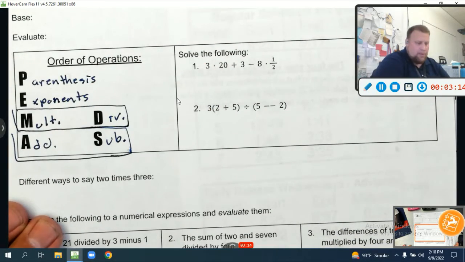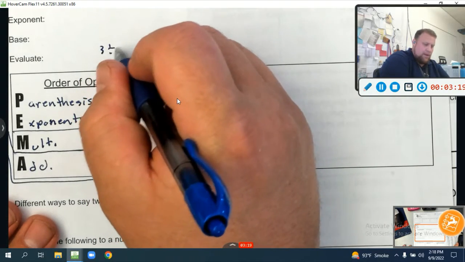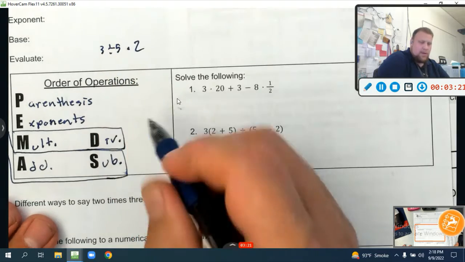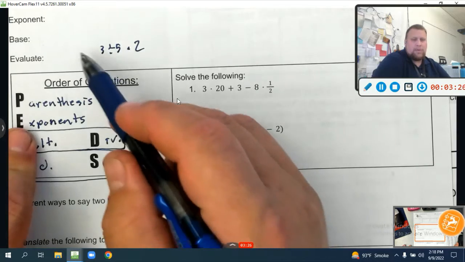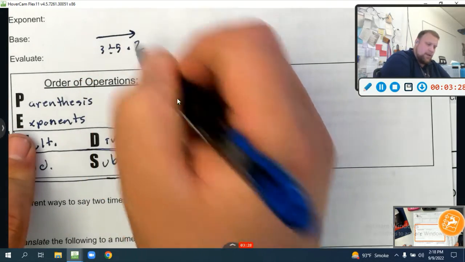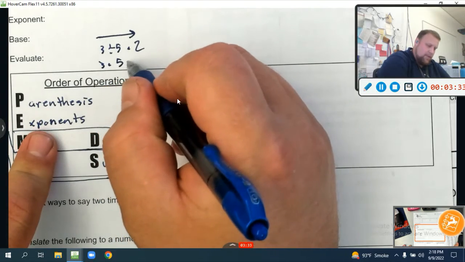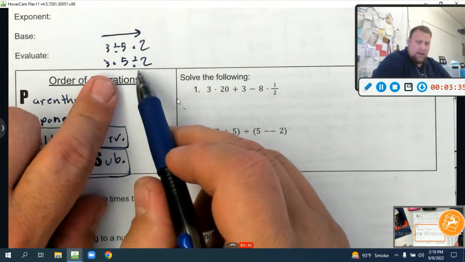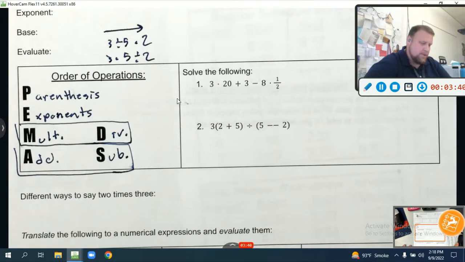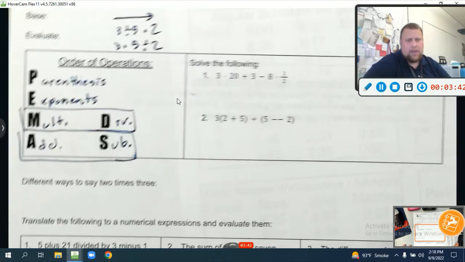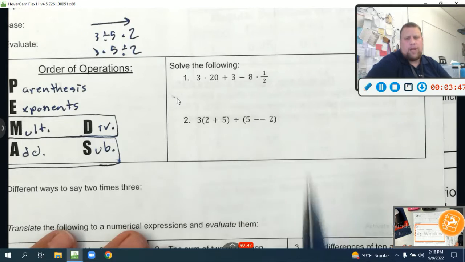When we have a problem, if I were to write something like 3 divided by 5 times 2, multiplication and division are at the same level. So if I have a choice between them, I'm going to do it like I read a book, left to right. So I would do division first. In the same way, if I had 3 times 5 divided by 2, those are at the same level, so I would work it left to right and do the multiplication first. It just depends on what comes first when they're on the same level. Same with addition and subtraction. So this is super important. In fact, this is one of the most foundational things of algebra, knowing how to solve when and in what order.